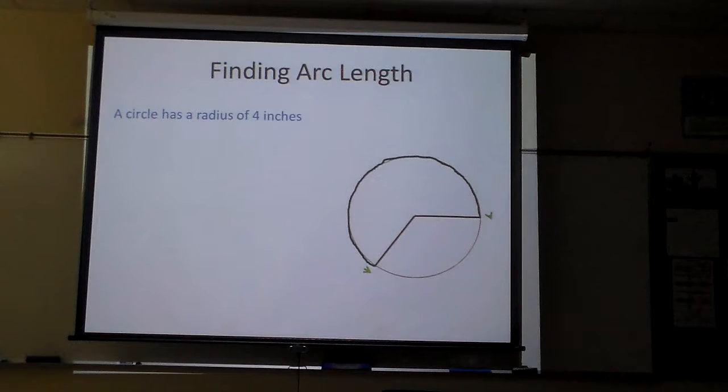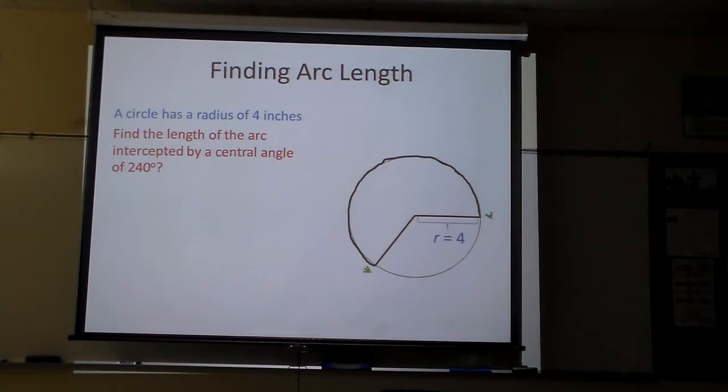Okay? So first off, let's find the arc length. A circle has a radius of 4 inches. That's the radius. You can tell we're going to travel along the circle, right here on this side, like that. Find the length of the arc intercepted by a central angle of 240 degrees. It's 240 degrees right there. But what was the first thing I said you had to do?